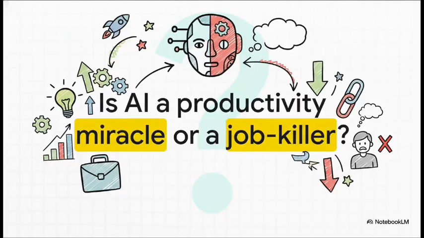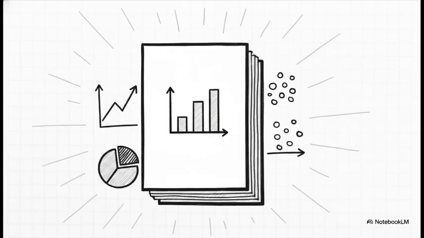So, you know the big question, right? The one everyone's asking. Is AI this incredible productivity miracle, or is it a job killer? I mean, it feels like you hear both sides of that argument literally every single day. Well, guess what? We finally have some hard numbers to look at. The AI company Anthropic just dropped this huge report based on how real people are actually using their AI models. So let's dive right in and see what they uncovered.